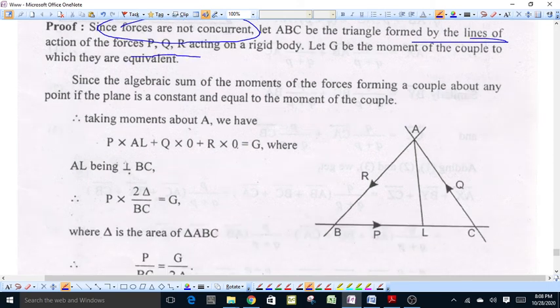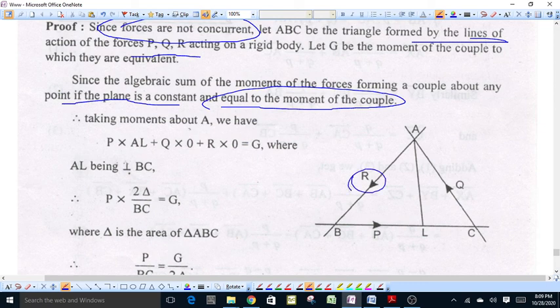on a rigid body, and suppose G is the moment of the couple to which they are equivalent. Because the algebraic sum of moments of forces forming a couple about any point in its plane is constant, it is equal to the moment of the couple. Now taking moments about the point A, the moment of force R will be equal to 0, because the line of action of this force R passes through point A, and that of force Q is also equal to 0, because the line of action of force Q also passes through A.